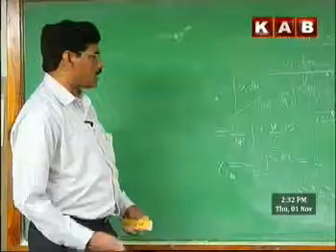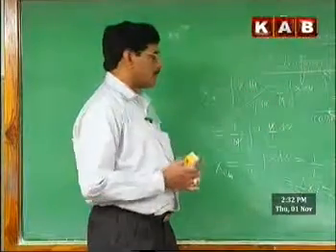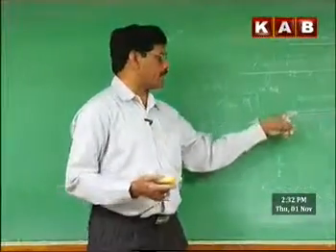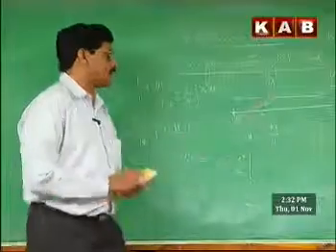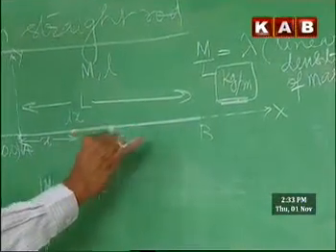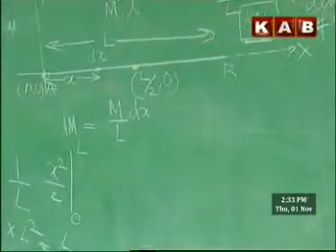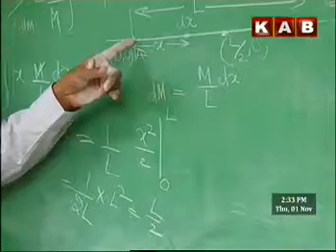Therefore, the center of mass of a uniform rod which is aligned along the x-axis with one end at the origin is located at the midpoint of the rod. So the center of mass coordinate is L by 2 comma 0 when we choose the origin at end A.